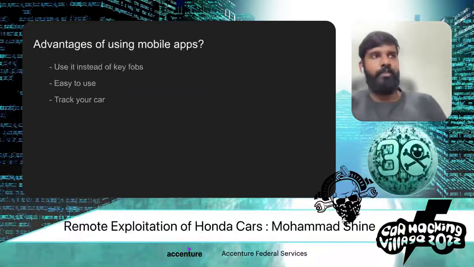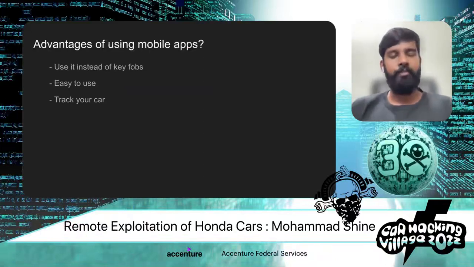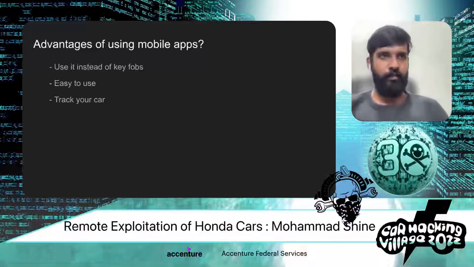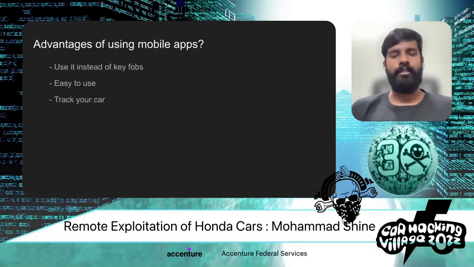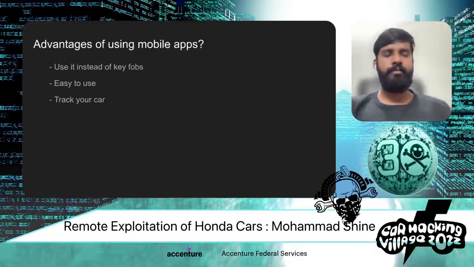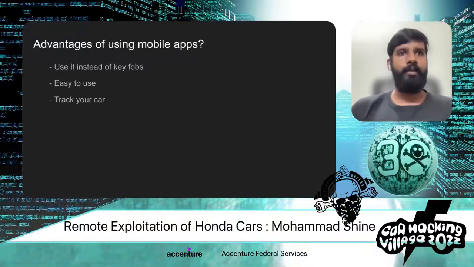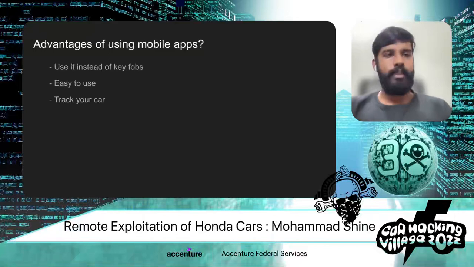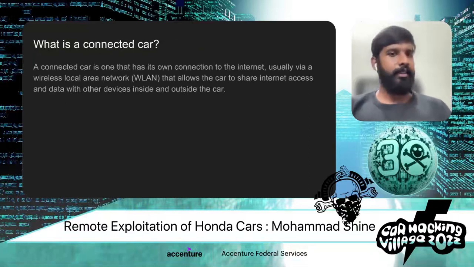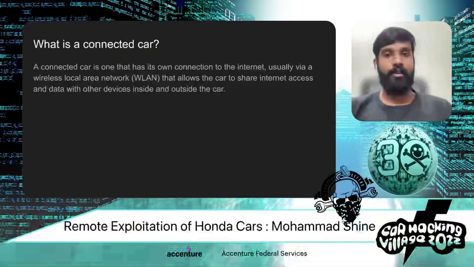From those attack entry points, I'll be talking about the mobile applications, both iOS and Android. Why are car companies adopting mobile applications to control their cars? The reason is pretty simple: it's easy to use. Everyone uses a mobile phone and knows how to operate one, so it's very easy to handle a mobile application that is connected to a car. This is the main reason for the drastic increase in connected mobile applications for cars. Then what is a connected car? A connected car has its own connection to the internet, so you could remotely control the car, or remotely track your car, etc.